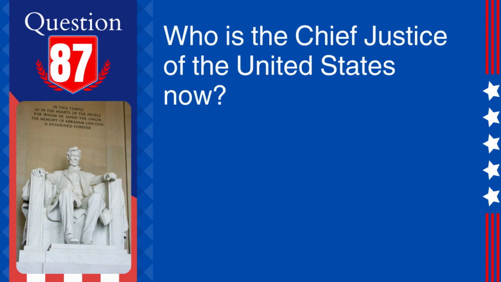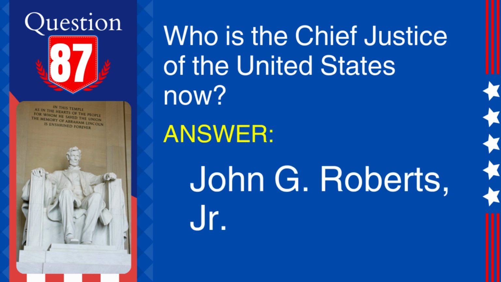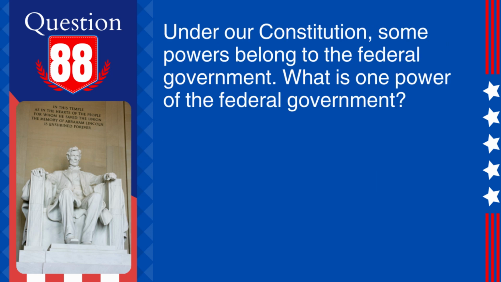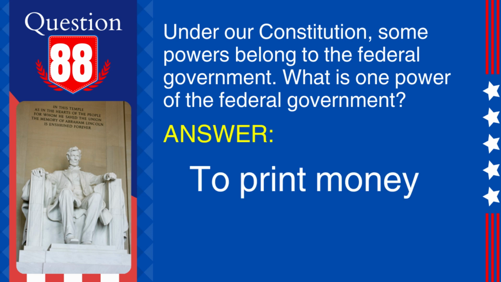87. Question: Who is the Chief Justice of the United States now? Answer: John G. Roberts Jr. Explanation: John G. Roberts Jr. is the current Chief Justice of the United States Supreme Court, a position he has held since 2005. 88. Question: Under our Constitution, some powers belong to the federal government. What is one power of the federal government? Answer: To print money. Explanation: The Constitution grants the federal government the exclusive power to print and regulate money.